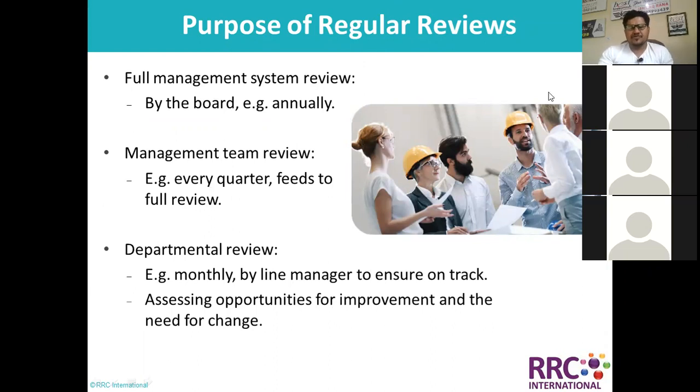So, the purpose of regular reviews: we have a full management system review that could be done by the board members at least annually. Otherwise, a management team review might be quarterly, feeding into the full review, and also a departmental review, which can be done by the line manager to ensure we are on track, assessing opportunities for improvement and the need for change.